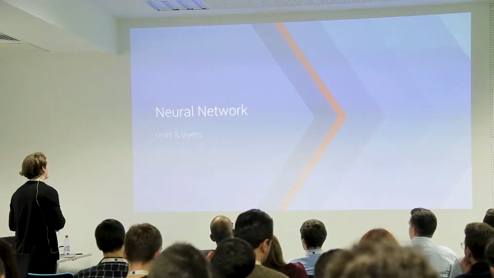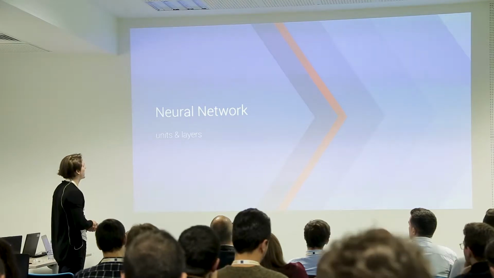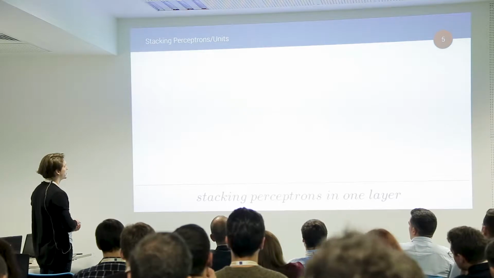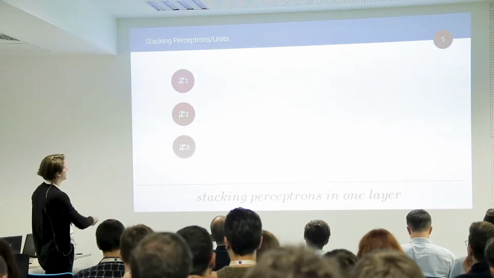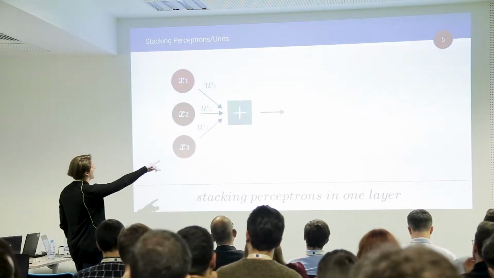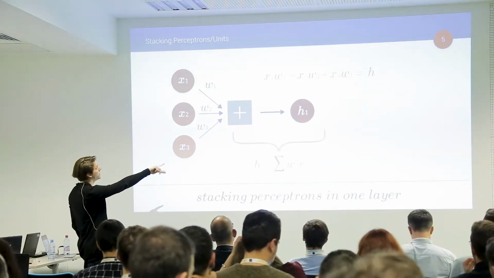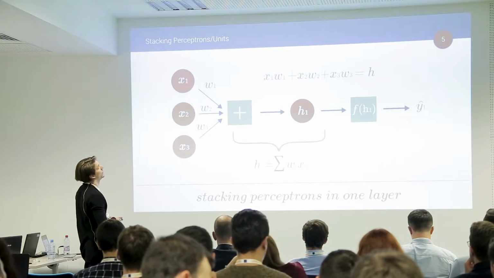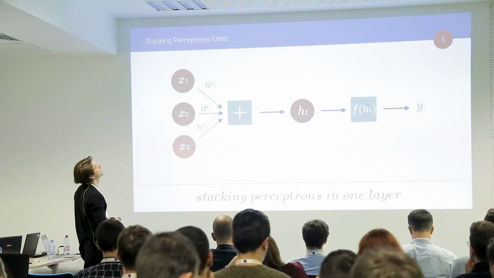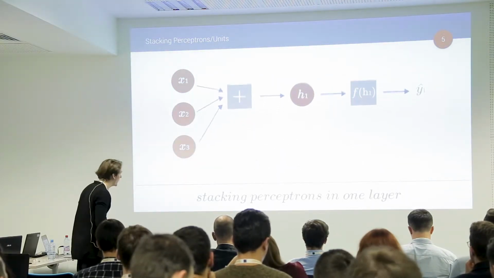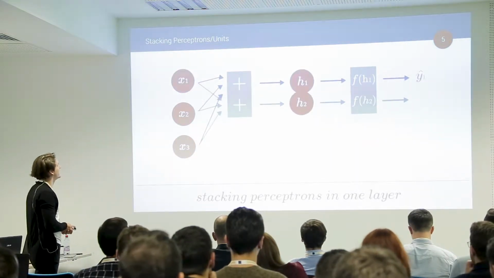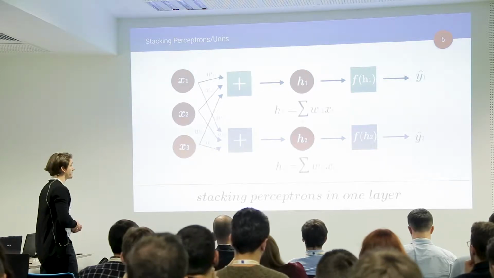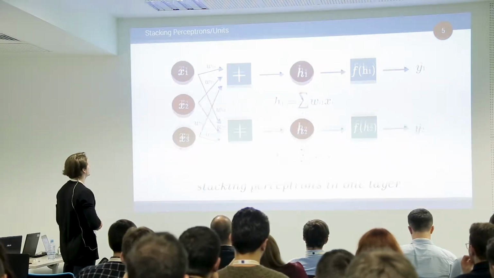So now we come to neural networks, which is units and layers. That means more perceptrons stacked together. So as I showed you before, you can have only one perceptron, like this one, but you can also stack together more than one perceptron in one layer, as we do right now. In this way, you can create more complex functions. And that's how a neural network is built.